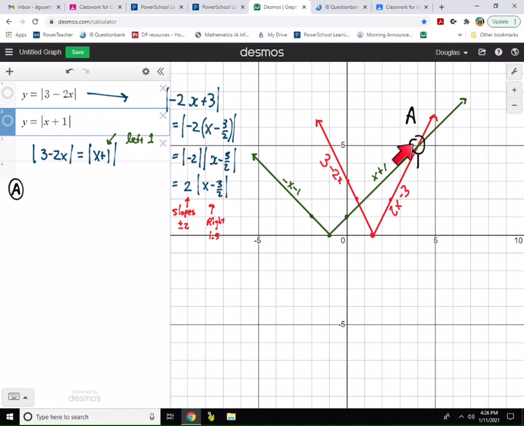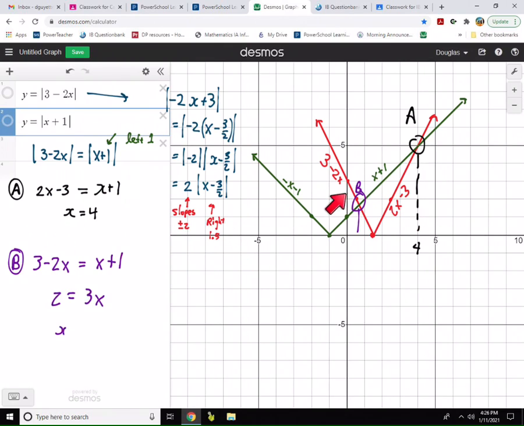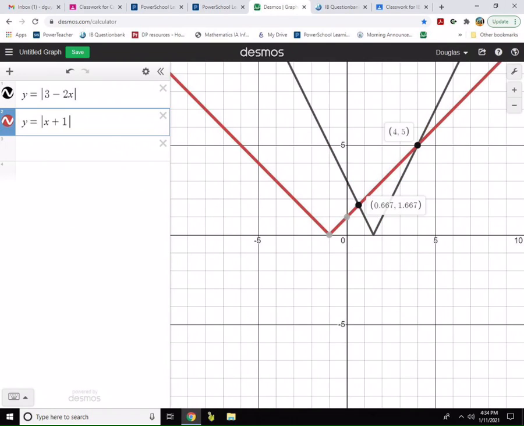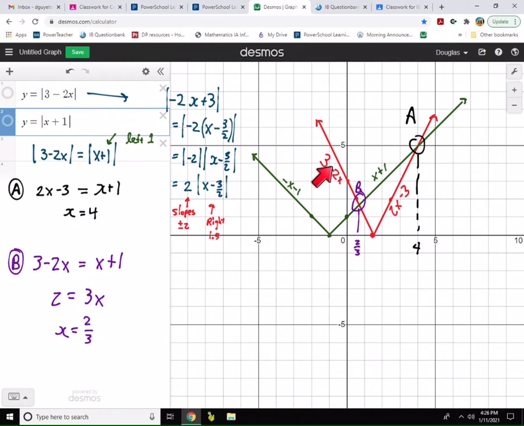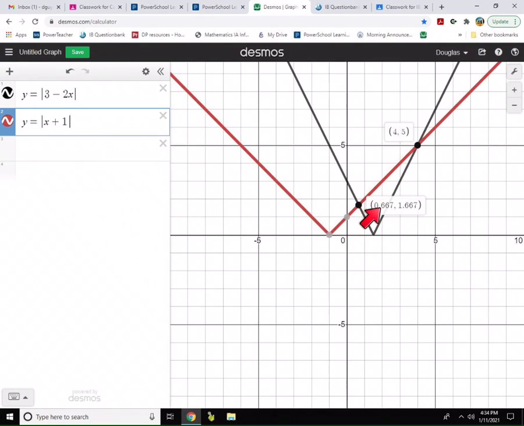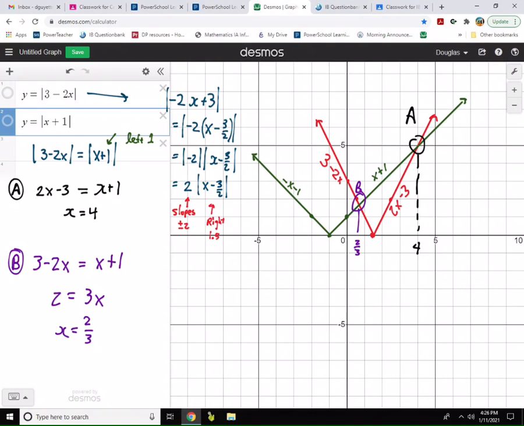So, to find the intersection at point A, I don't need to think about all 4 possible equations. I just have to solve 2x minus 3 equals x plus 1. That's super easy. It's x equals 4. And the other one, I don't have to actually guess from the setup what equations to solve. I just take 3 minus 2x equals x plus 1. That's where they intersect, and that's an easy equation to solve as well. So I can check my answer with Desmos and see that they do intersect at x equals 2/3 and x equals 4. So those two values of x make the equation true.